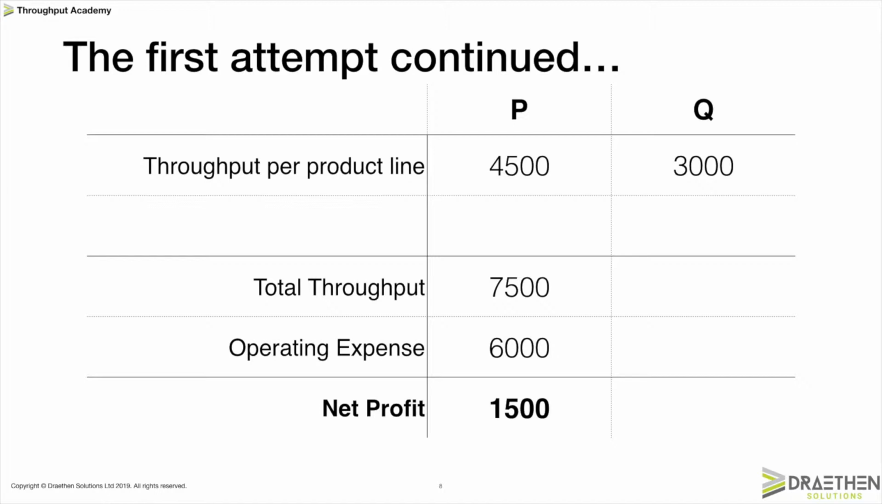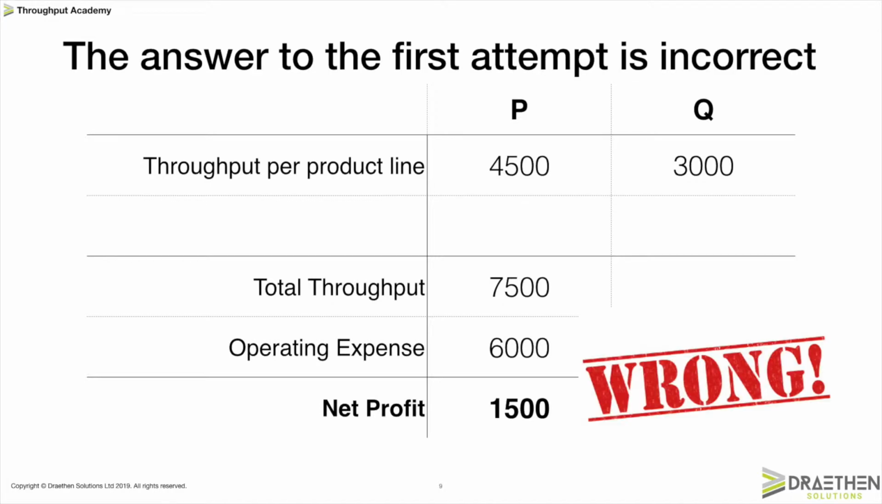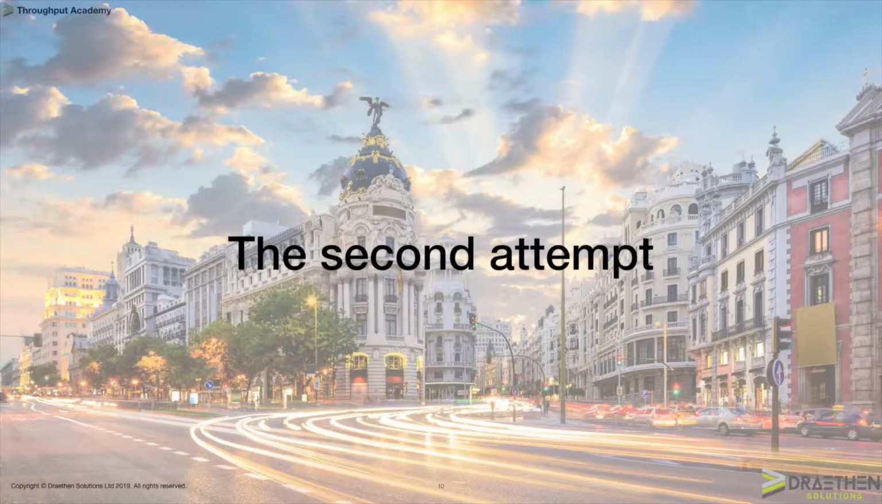And in order to calculate the net profit from there, we simply have to subtract the operating expense from the total throughput generated, which remember is £6,000 of OE that covers everything except for raw material costs. So 7,500 of throughput minus 6,000 of OE equals £1,500 of net profit for the week. And the answer is, of course, completely wrong.